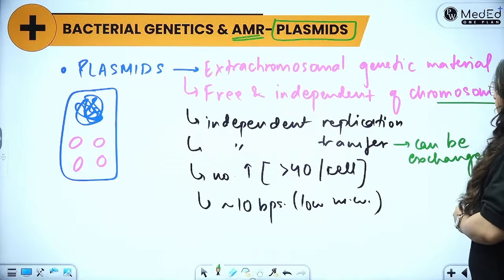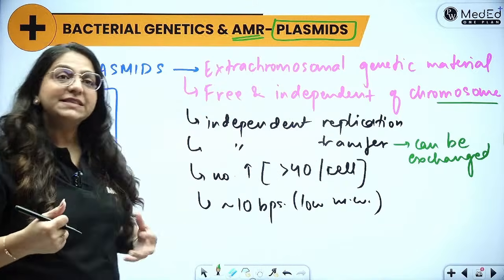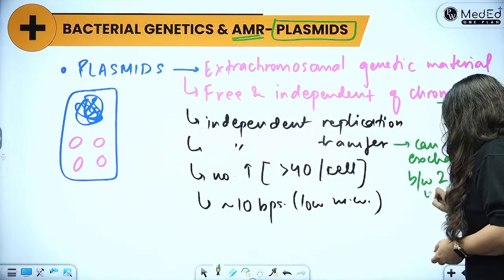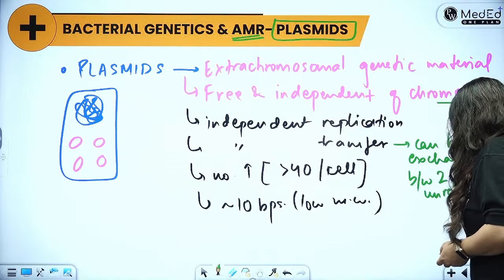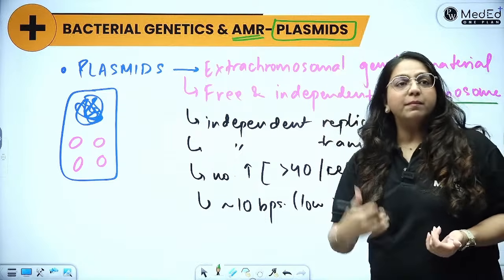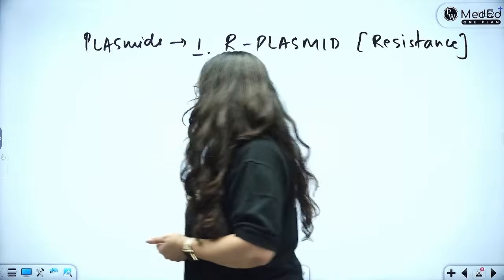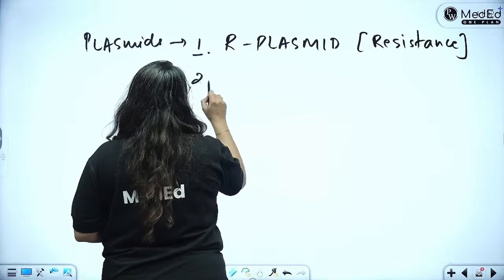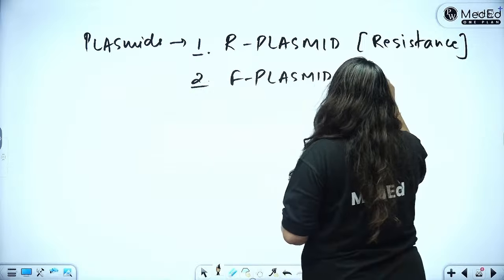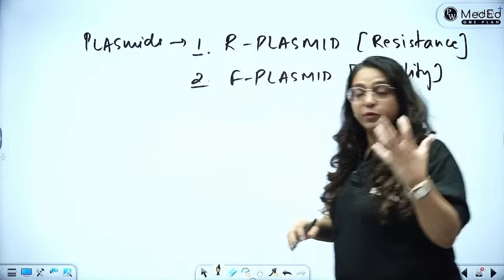Yeah, this independent transfer is that the plasmids can be exchanged between two unrelated bacteria, whereas chromosome is only transferred vertically from mother to child. Yes. So like I said, R plasmid is the one which is going to transfer the resistance gene. Then there is the fertility plasmid or the F plasmid, which transfers the ability to make the sex pilus. It is responsible for fertility, for the production of sex pilus.